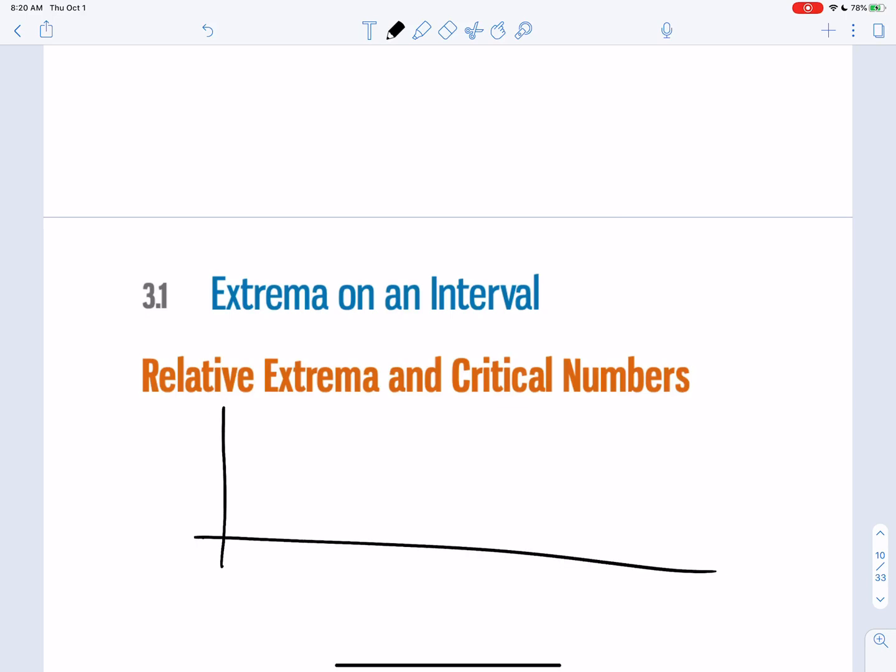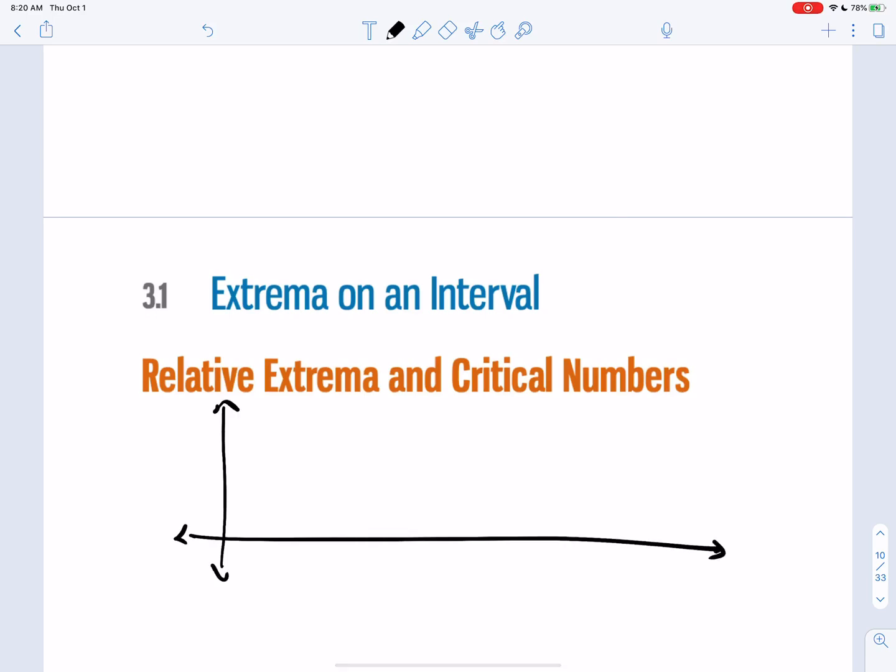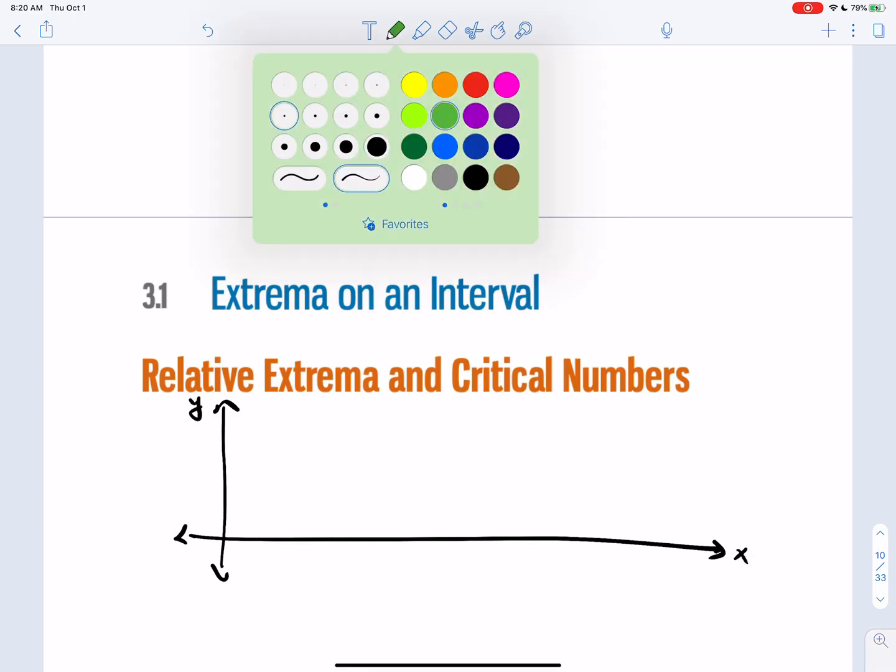That's the sloppiest graph I've ever seen. Okay. You could always get away with it by saying not to scale. All right, here we go.